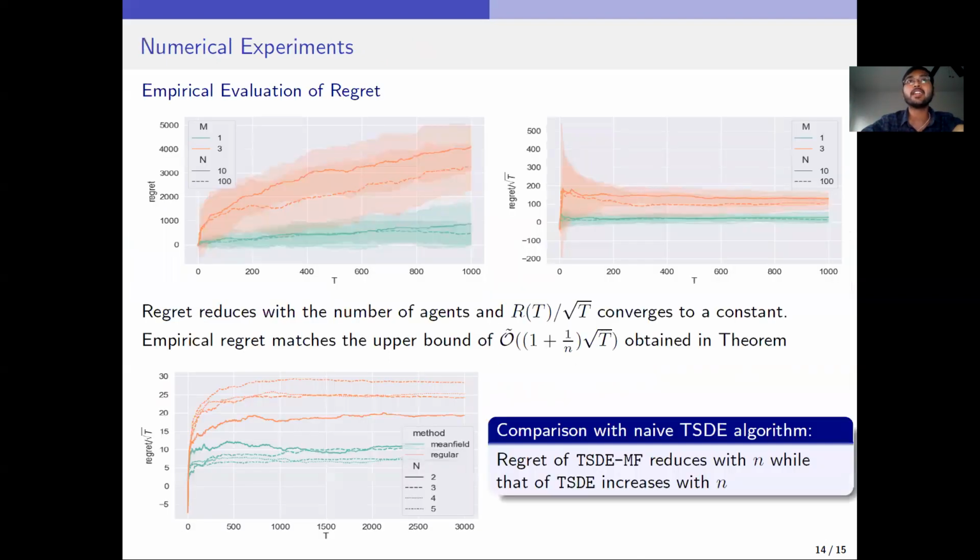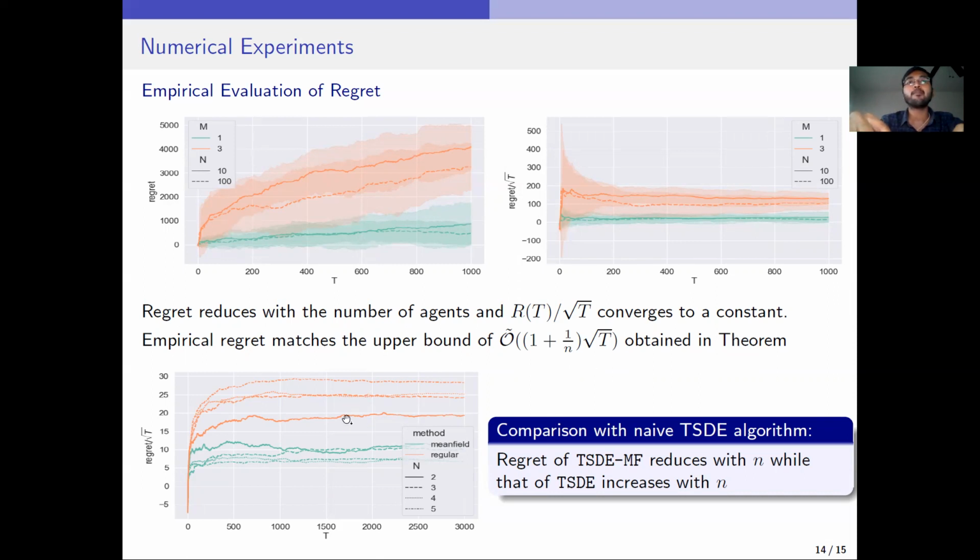Now coming to the numerical examples, we have a mean field system. We compute the regret over time, and we have plotted regret by root T with respect to time in this particular graph. We see that the regret reduces with the number of agents, and R of T by root T converges to a constant. So this shows that the empirical regret matches the upper bound of big O of 1 plus 1 by n, into root T, which is obtained in the theorem.